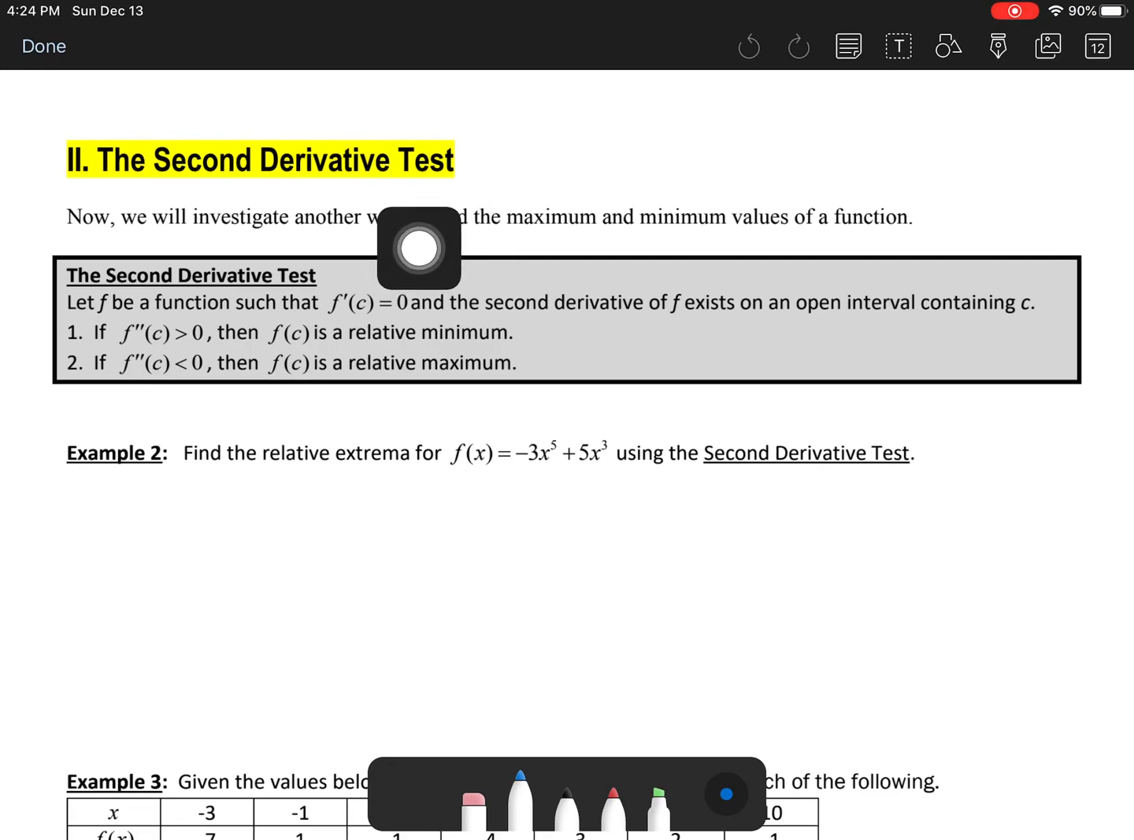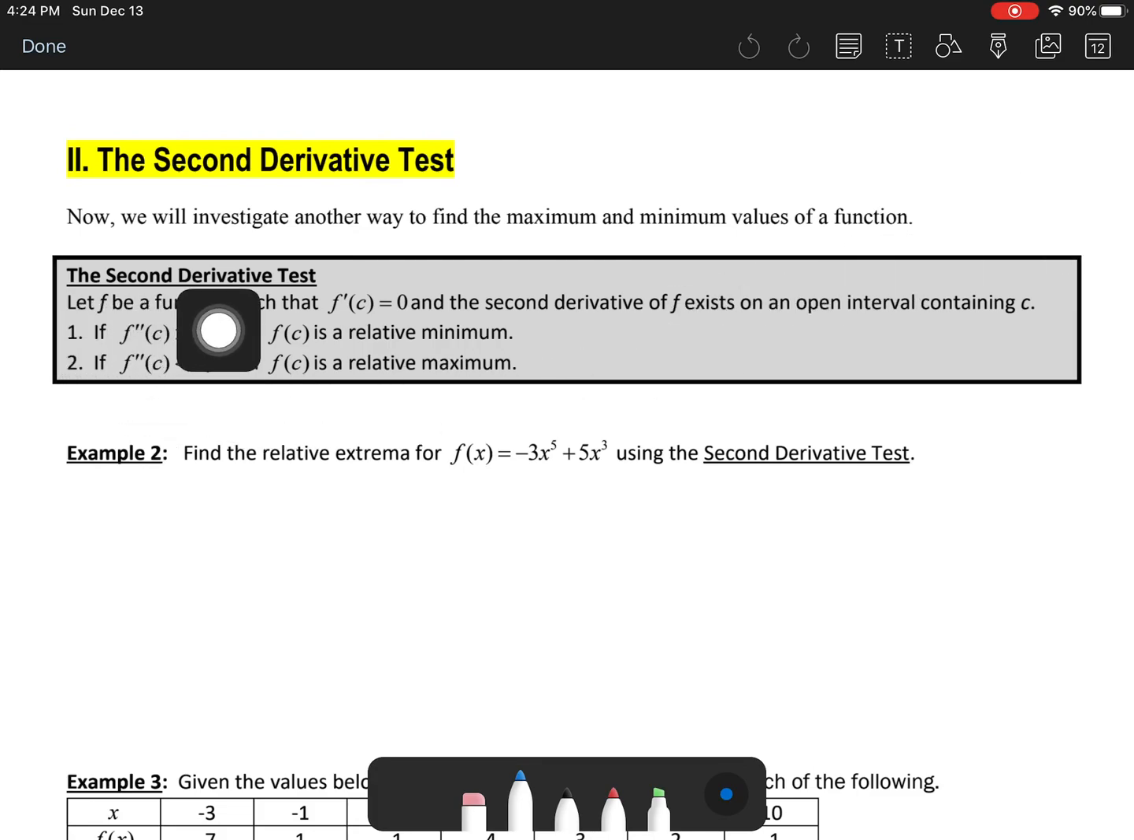Now, we had the first derivative test before, where we found our critical numbers by setting the derivative equal to 0 and then finding where it's 0 or possibly undefined. And then we tested on either side to see if the first derivative went from positive to negative or negative to positive, showing that the function goes from increasing to decreasing or vice versa.